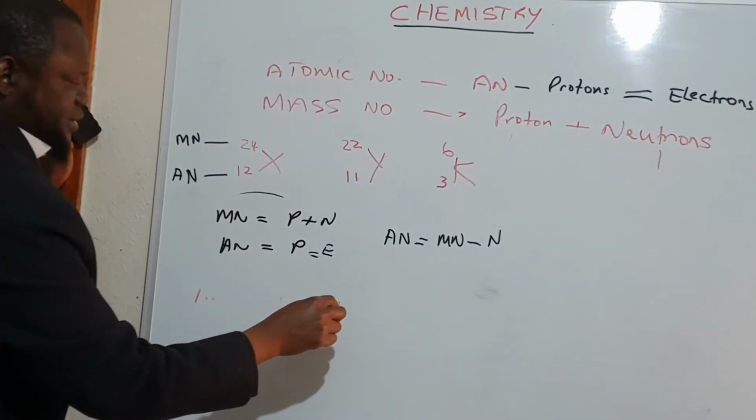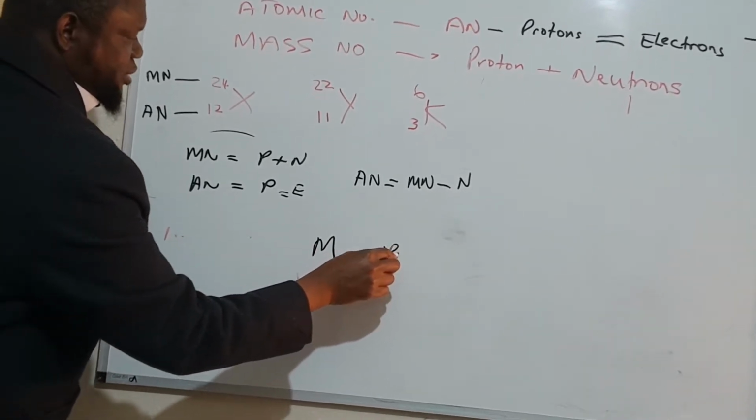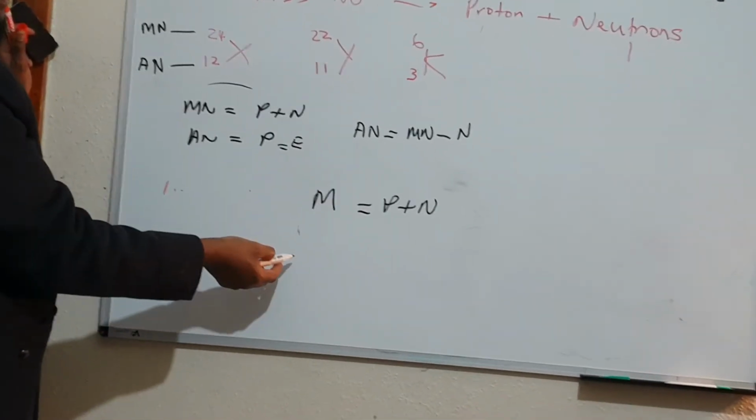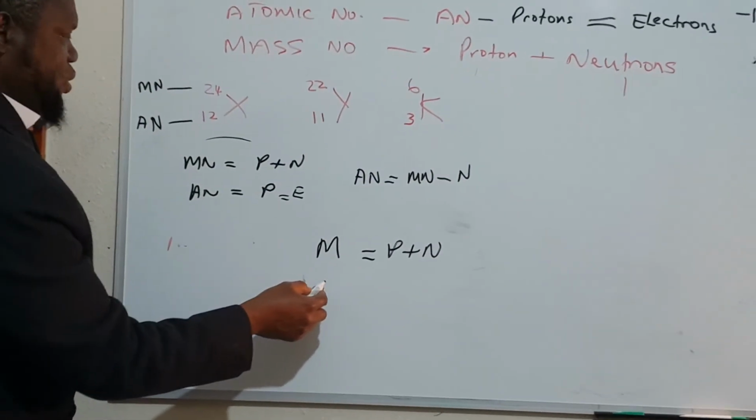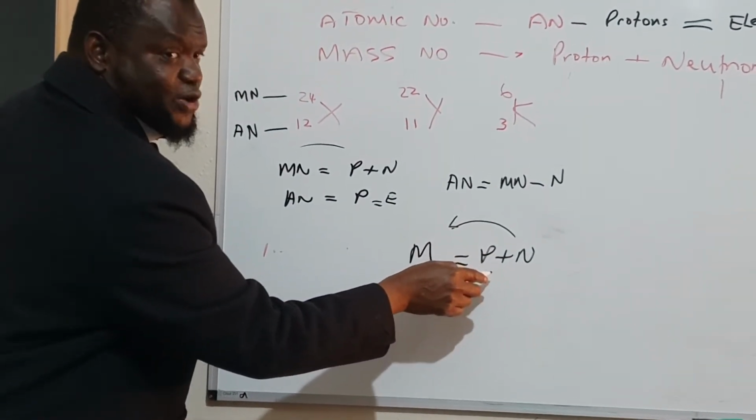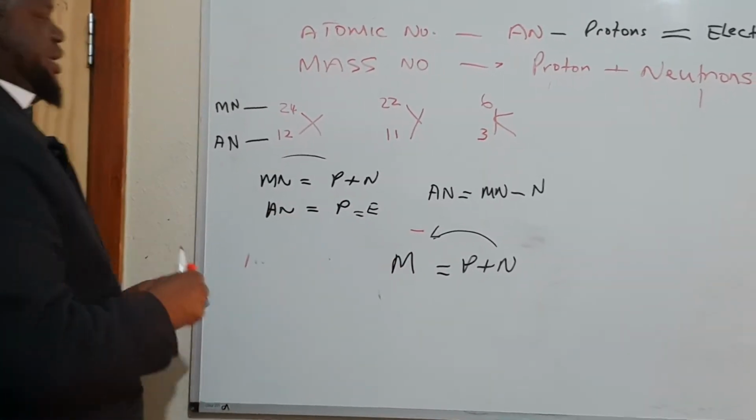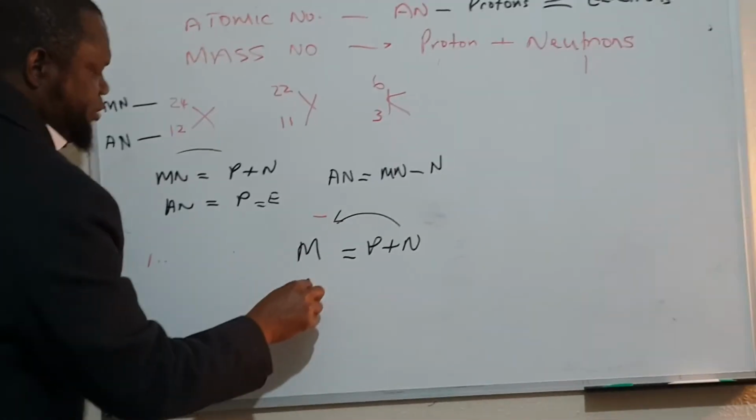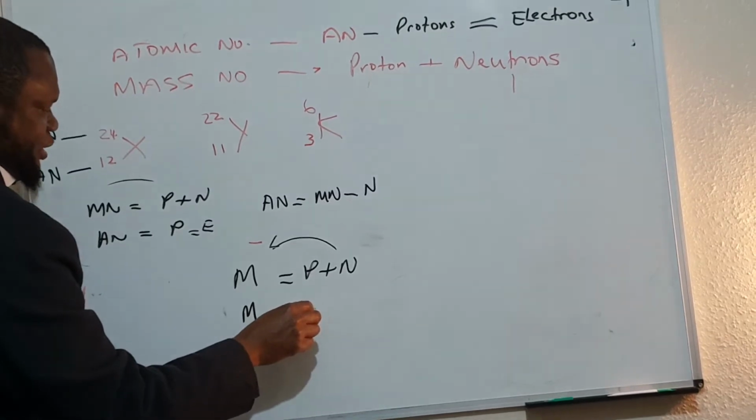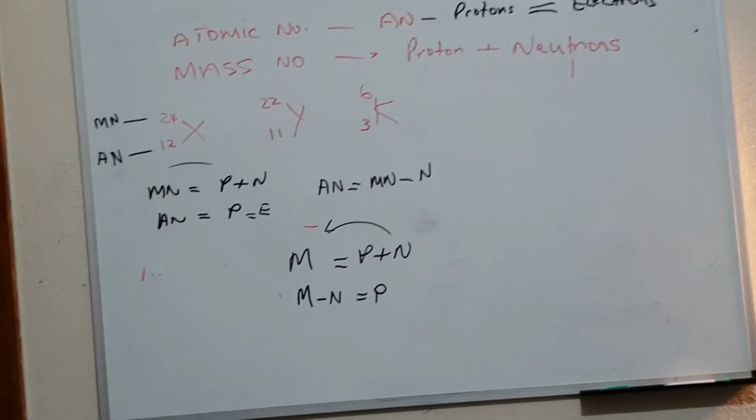Then mathematically, let's say mass number is equal to proton plus neutron. So we can play with this. When you move N over the equal sign, it's plus here and it becomes minus. That's why I say your signs are very important. So M, the mass number, minus the number of neutrons is equal to protons.